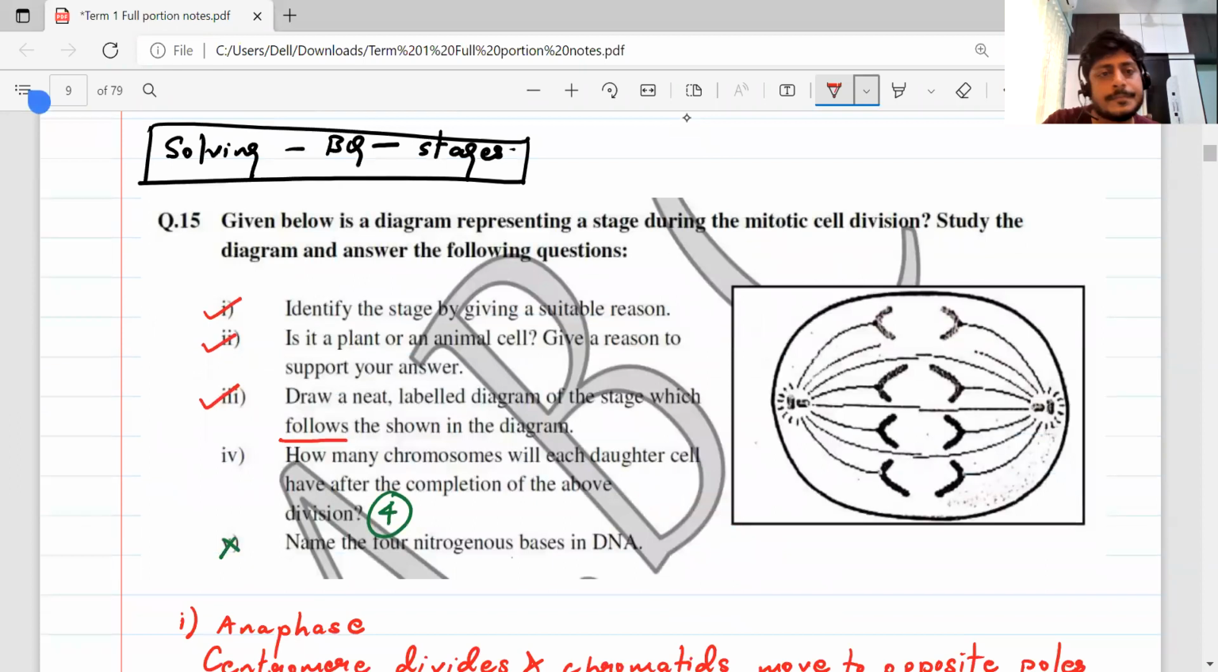Sir, in prophase, do all the chromosomes have spindle fibers passing through them? Not required. You just have to see a disappearing nuclear membrane from that. Could you explain haploid and diploid number? I will take all your doubts at the end of the session.